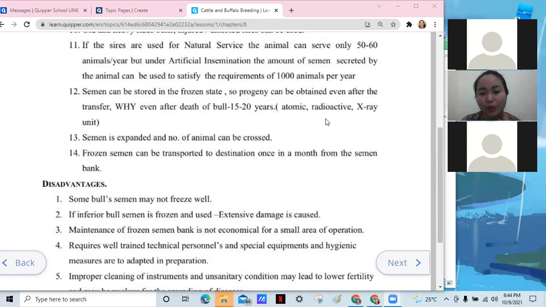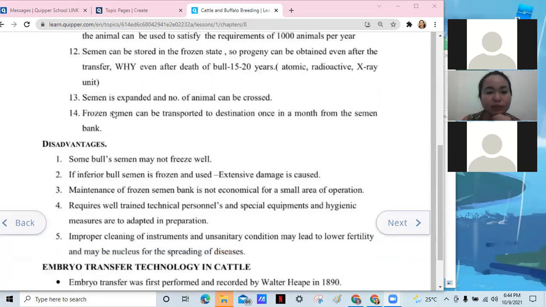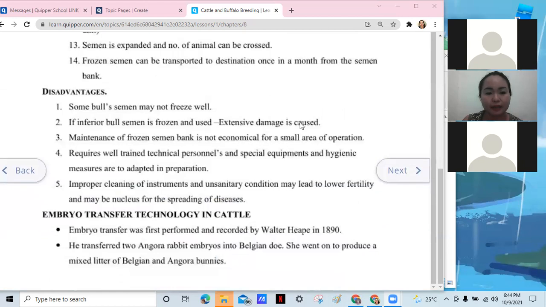In using atomic, radioactive, or X-ray units, semen is expanded, and the number of animals that can be crossed increases, and everything is possible. So frozen semen can be transported to its destination once a month from a semen bank.